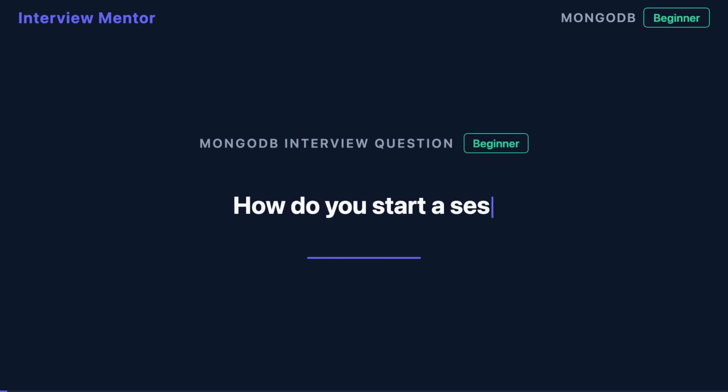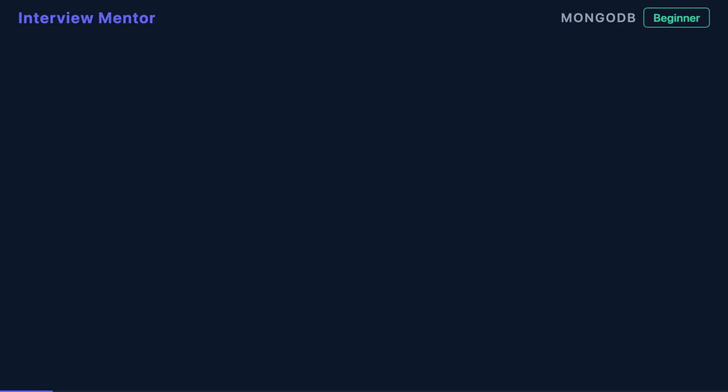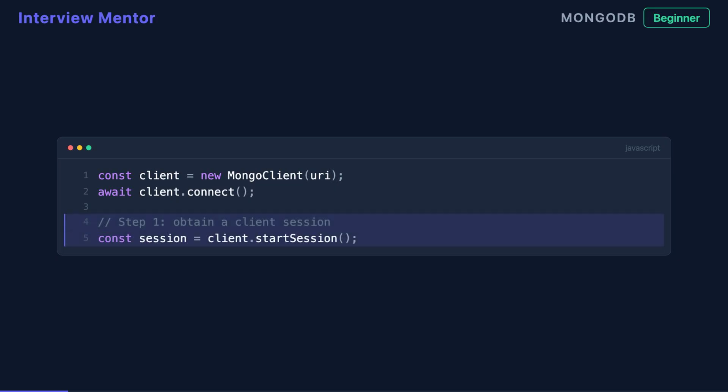Ever tried to roll back partial MongoDB writes and watch the corrupted data just sit there? That's exactly what happens when you skip transactions. To use transactions in MongoDB, start by calling startSession on your Mongo client instance. This returns a client session object, a scoped context that MongoDB uses to track everything belonging to your transaction. Think of the client as your database connection and the session as the dedicated workspace your transaction lives inside. Without this first step, there is no transaction.